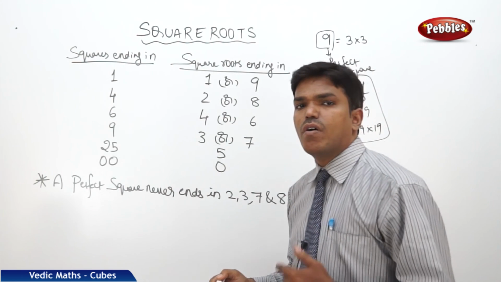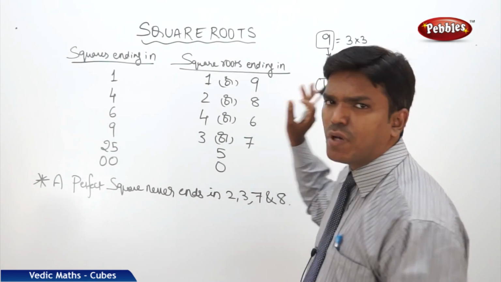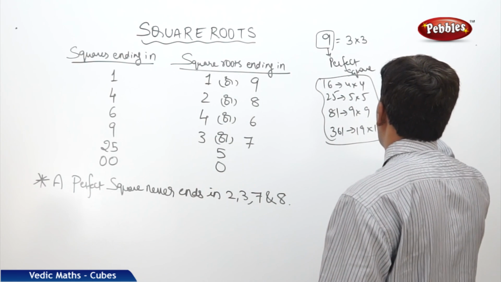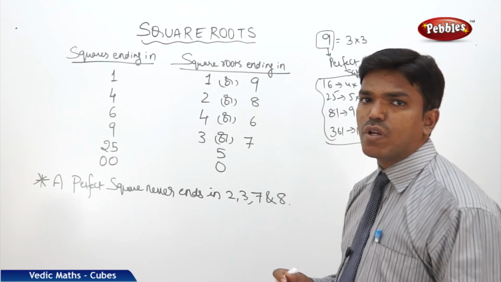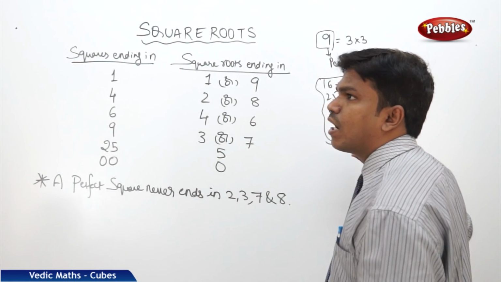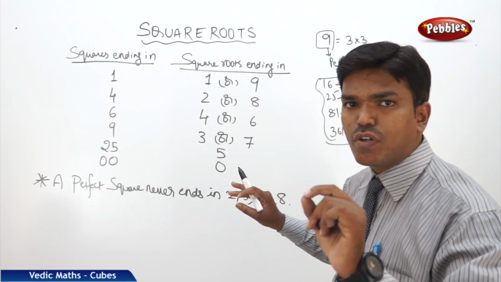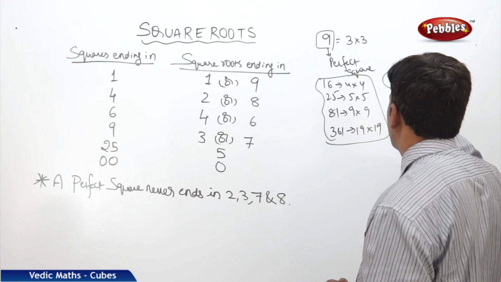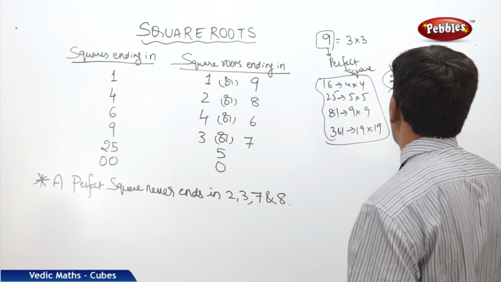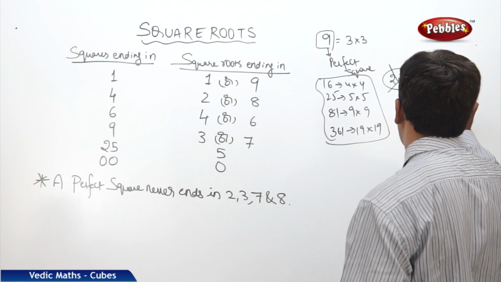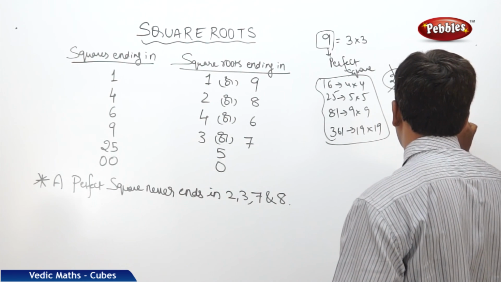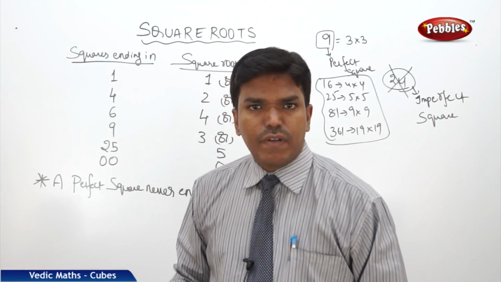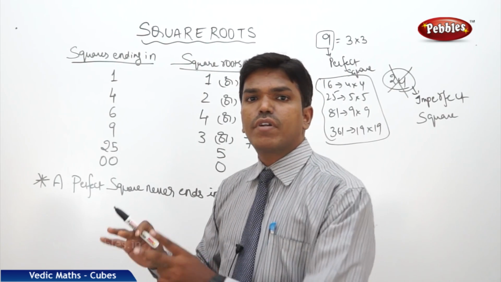Then what are imperfect squares? Apart from the perfect squares, all the remaining numbers are imperfect squares. Suppose I say the value 24, is 24 a perfect square or not? Can 24 be written as a product of two same numbers? No, we cannot write it. Yes or no? So that's why 24 is not a perfect square. It is an imperfect square. Whatever square roots we are dealing with now are only for perfect squares.